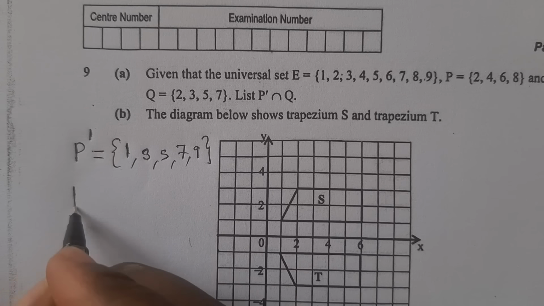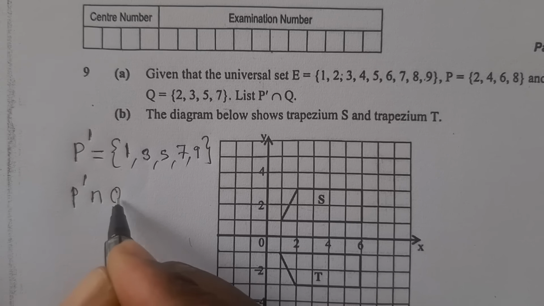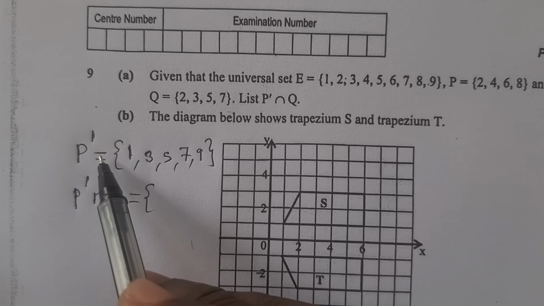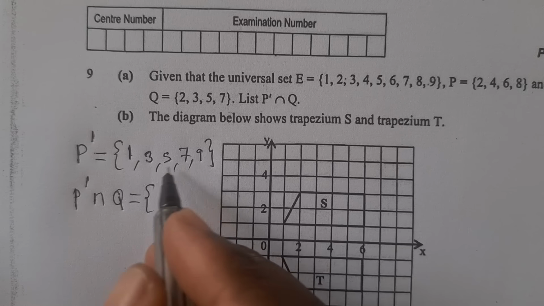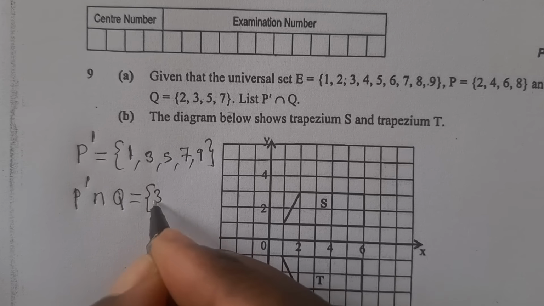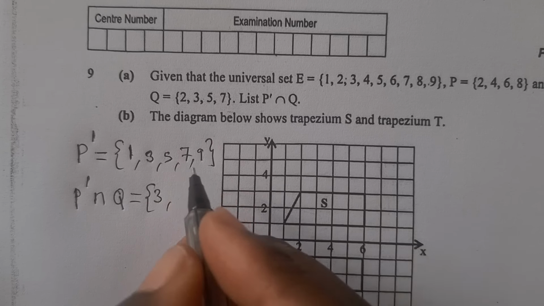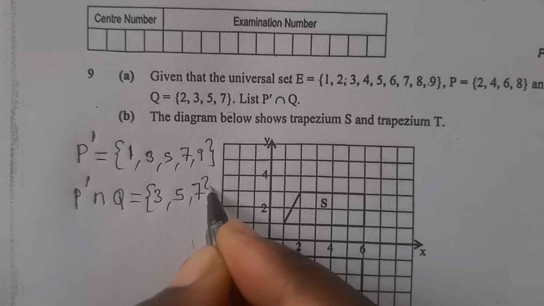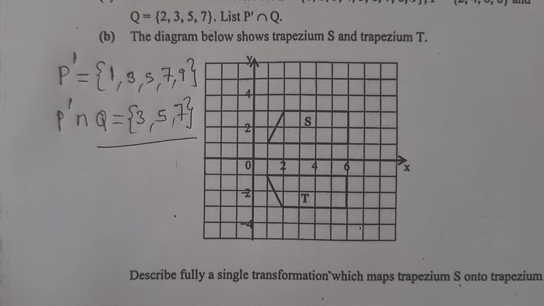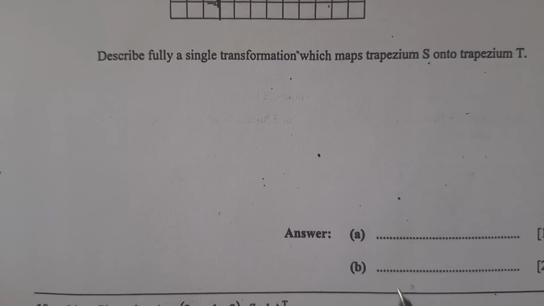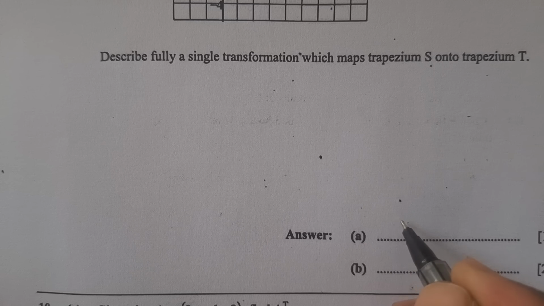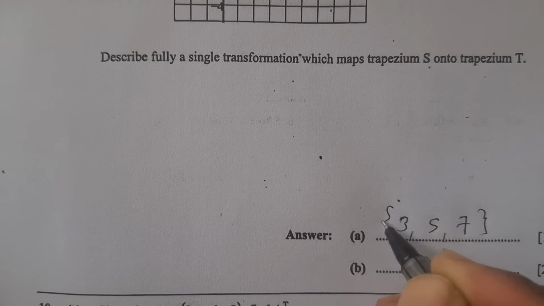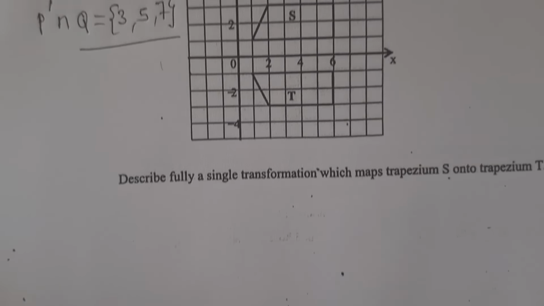Now we can say P complement intersect Q. This will simply be to check what is found in Q under P complement here. So 3 is there. What else? 5 is there. 7 is there. So this is our solution. The answer is {3, 5, 7}. This is the set we are looking for.